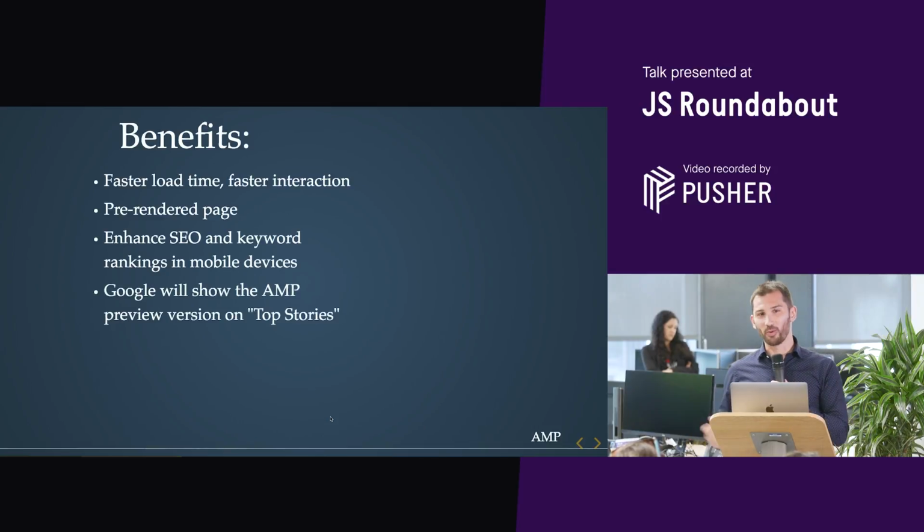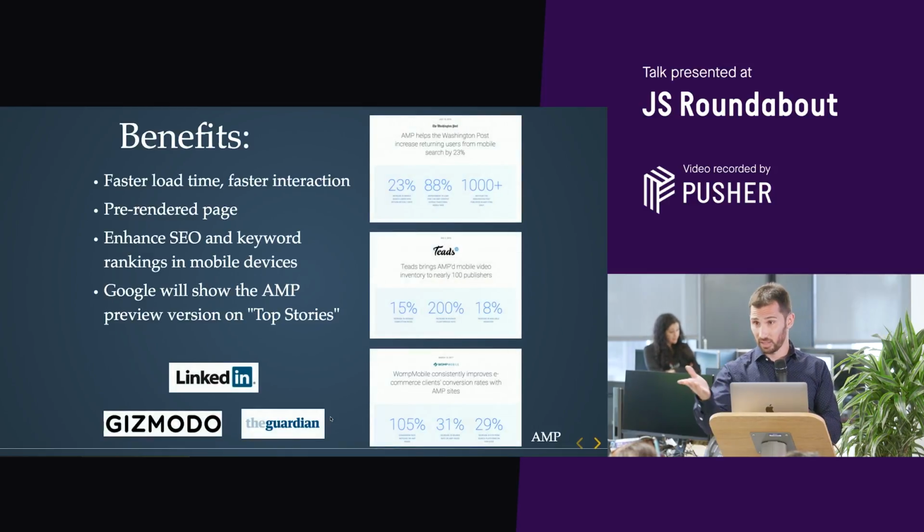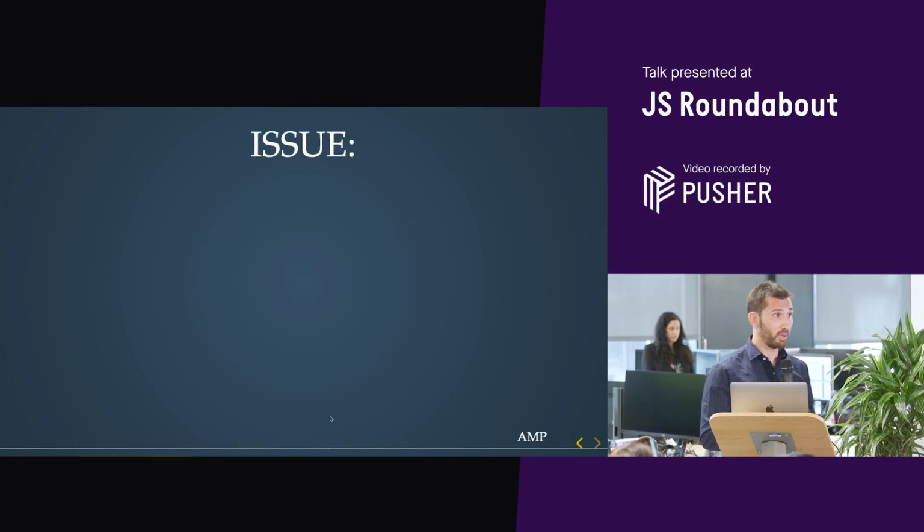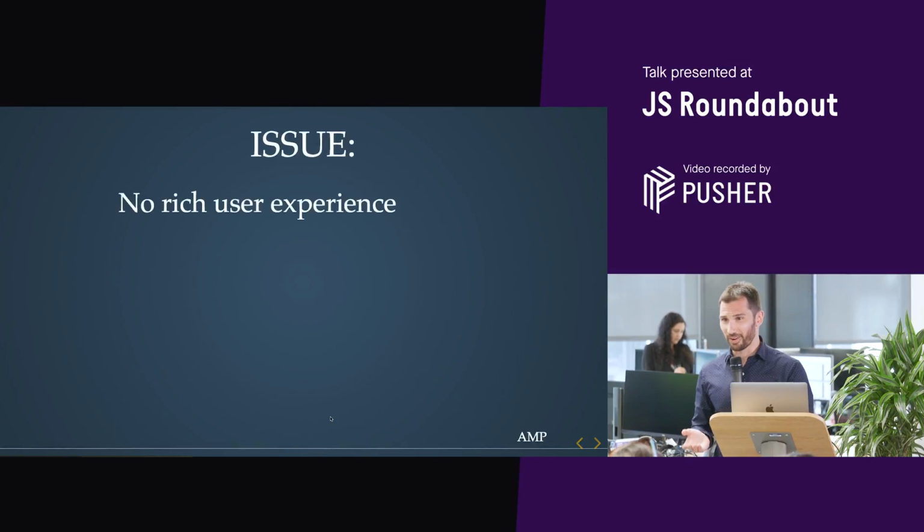Just because it's powered by Google, it gives us this feature. And then, as has been mentioned already, Google will show your version in the top stories on Google search. These are just a few examples of companies that successfully implemented AMP. I guess Compare the Market is another one, and they achieved a lot more using this technology.